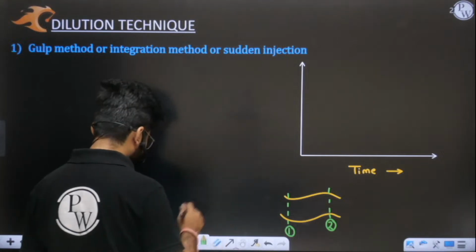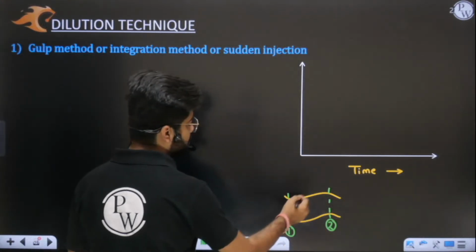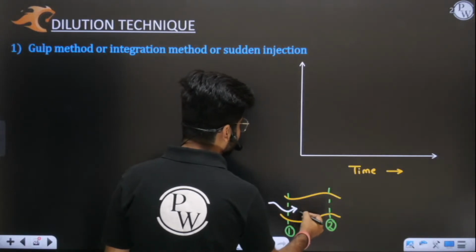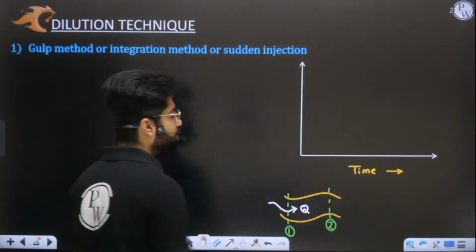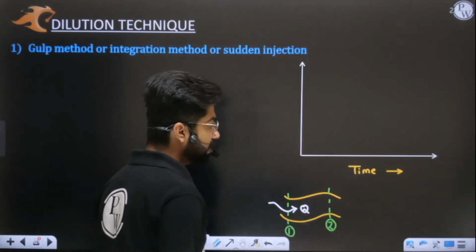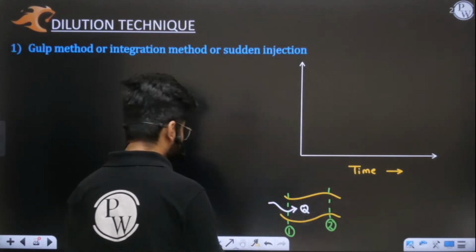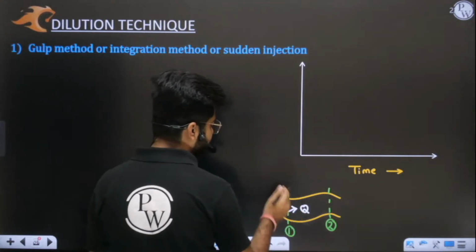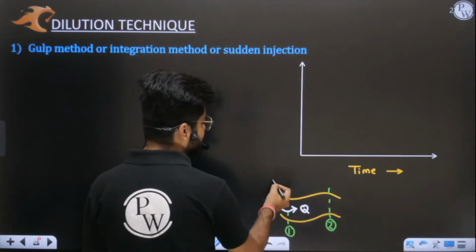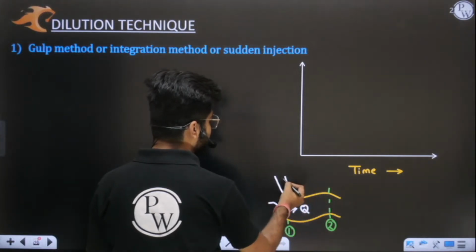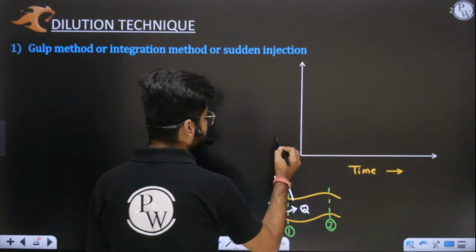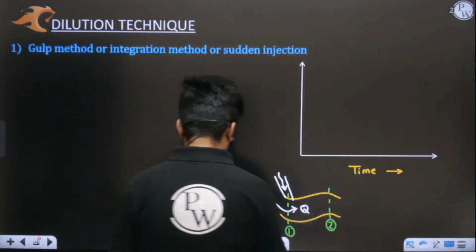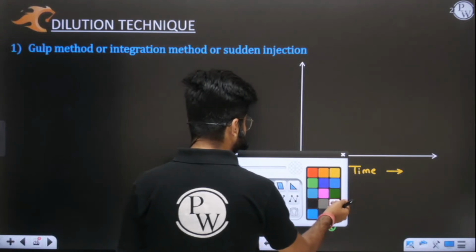Understood, sir? Now you all know that in this stream a certain discharge will be there. Let us say the discharge flowing in this river is Q. We are seeing this river from the top. Now what I will do is inject a chemical at section 1.